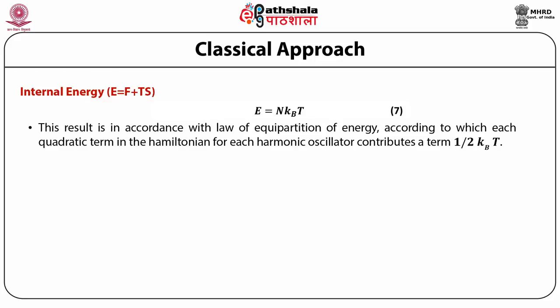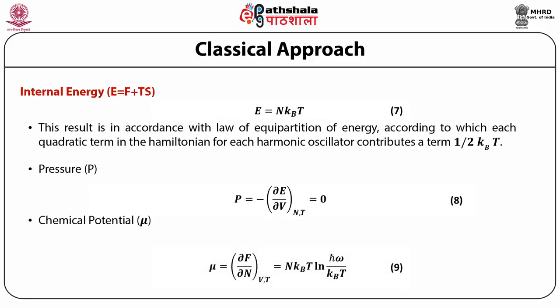This result is in accordance with the law of equipartition of energy, according to which each quadratic term in the Hamiltonian for each harmonic oscillator contributes half kBT. Pressure P, which is nothing but the negative of the partial derivative of energy with respect to volume at constant N and constant T, is obviously equal to 0. Chemical potential mu, which is equal to the partial derivative of Helmholtz free energy with respect to N at constant V and T, is equal to N kBT log of h bar omega by kBT.